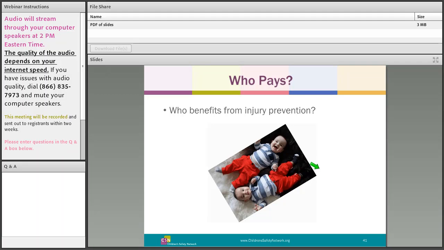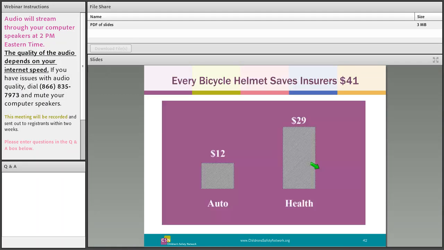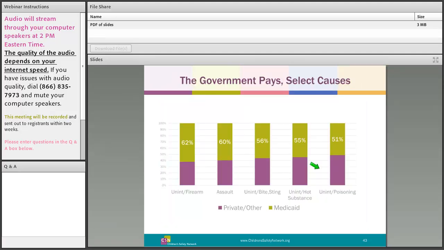And who is paying the cost of these injuries? Who benefits from injury prevention programs? Certainly, preventing injuries will result in lower disability. They'll prevent work loss and quality of life losses. But beyond that, who else is going to benefit from injury prevention? There are other payers, and communicating that can be useful. For example, let's talk about insurers. Every bicycle helmet saves insurers $41. That's $12 for auto insurers and $29 for health insurers.